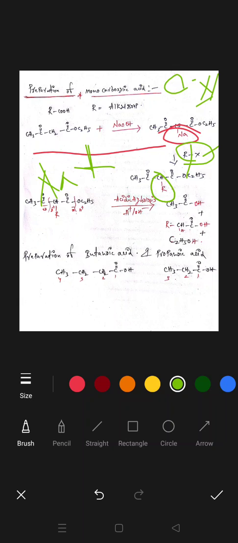So that means we are preparing so many monocarboxylic acids from here. For example, we can substitute different types of R. We can prepare different types of carboxylic acids, from formic acid to decanoic acid.